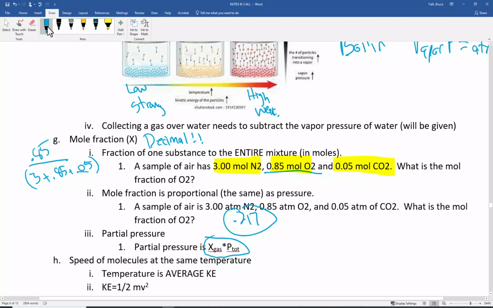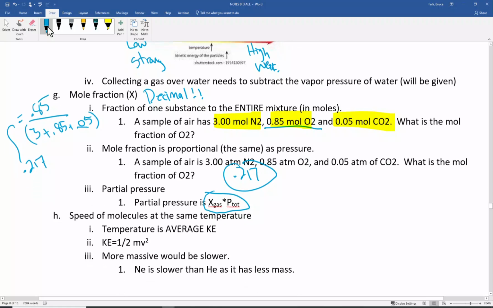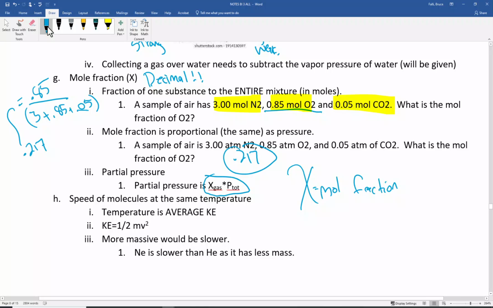A mole fraction is proportional, is the same as the pressure fraction. Okay, so when we did this, the answer was 0.217. So if I want to do the pressure, the fraction, the pressure that comes from that, it's the same thing. Okay. Partial pressure is, what's that X? Remember, this is mole fraction. Okay. So mole fraction of gas times the pressure total.